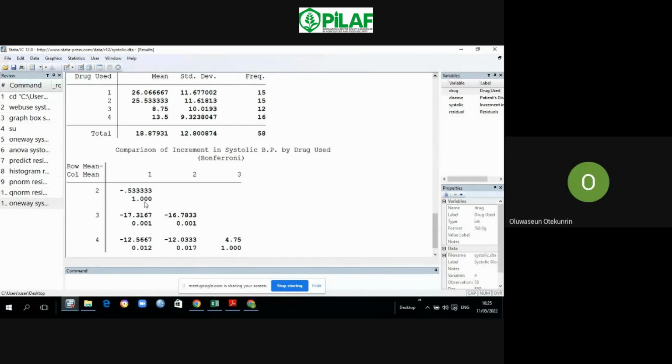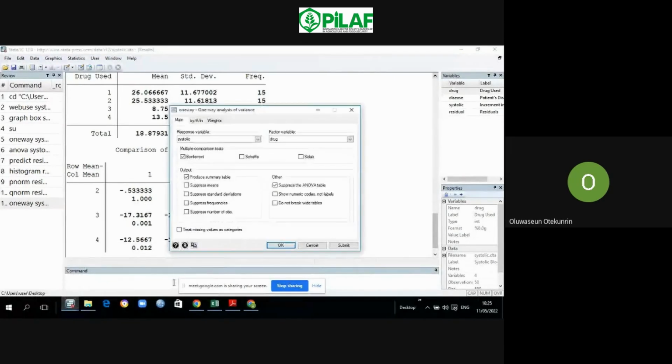It's not only Bonferroni, just like that person said the other time. There are so many types of these multiple comparison tests. If you look at that window, you see that we still have Scheffe. We also have Sidak. We can also pass through.